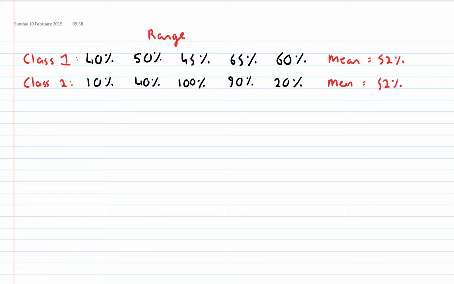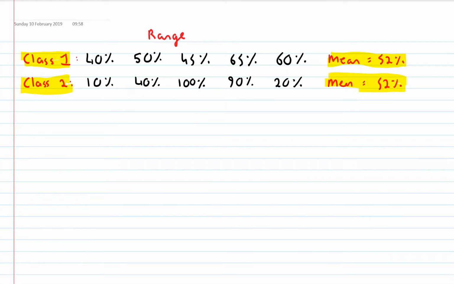So to illustrate that, I have two classes here. I have class 1 and I have class 2. And there's 5 students in each class. And here's their results in a test. So in class 1 we had a kid getting 40%, 50%, 45, 65 and 60. And the mean grade, so when I added them all up and divided by the number of numbers, I got 52%. In class 2 then, I had students, they got 10%, 40%, 100%, 90%, 20%. I added them all up and I also got a mean of 52%.